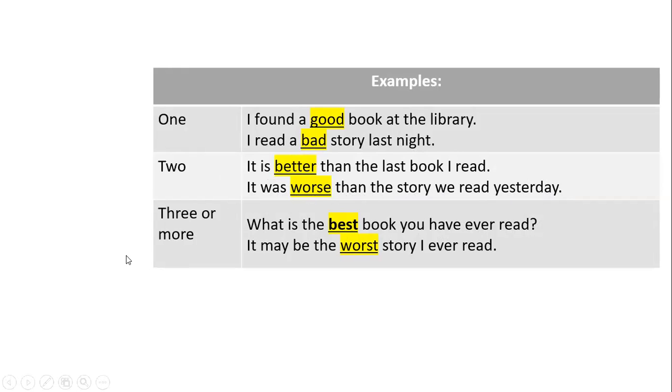Better, worse. Now, when you're comparing three or more, we use the superlative form, and the superlative form for good and bad is best and worst. So, what is the best book you have ever read? Out of all the books that you've read, which one is the best? See how we're comparing with three or more? And we use best. It may be the worst story I ever read. Out of all the stories, out of the 20 stories, to give you an exact amount, I'm still saying more than three. This one may have been the worst, okay? Because out of all of them, out of the five, out of the 20, out of the 100, out of the four, it just has to be more than three. This one is the worst. See how the spelling changes, okay?